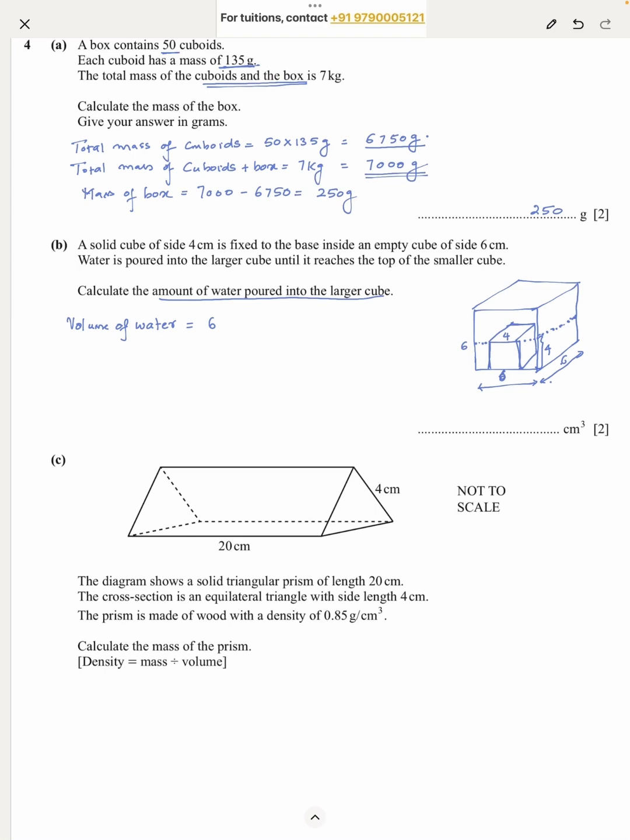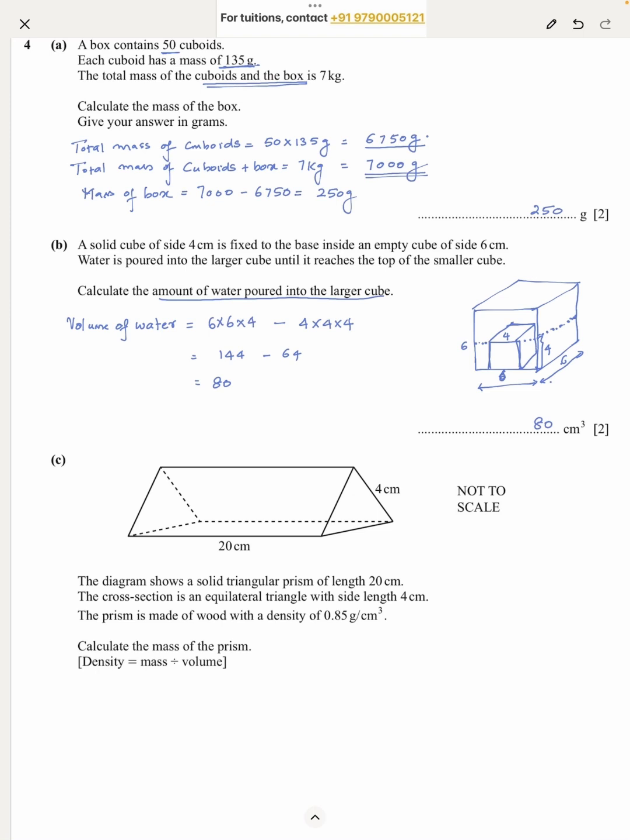This minus, there's a cube inside this cube. So there water will not be filled. So that portion we have to eliminate to calculate the amount of water inside. So the cube's measurement is 4. So 4 into 4 into 4. This is 144 minus 64, which gives us 80. 80 centimeter cube.